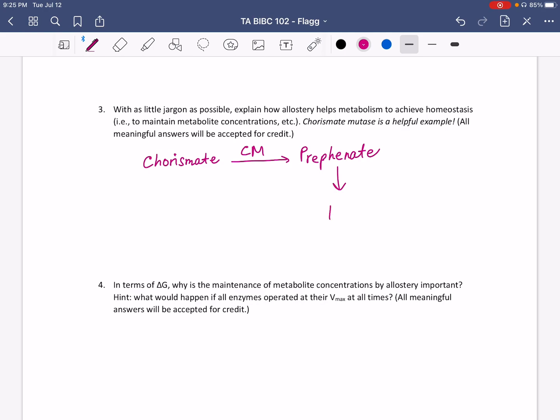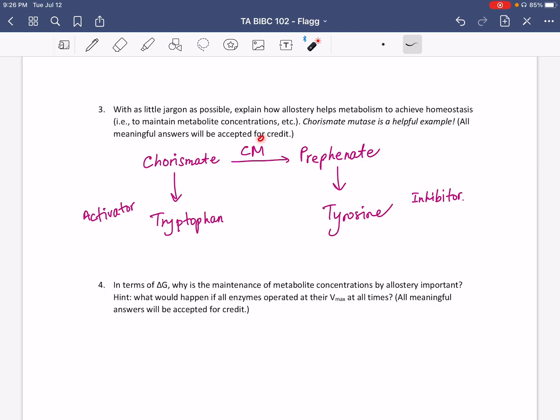and it eventually turns into tyrosine, which I can't remember, I think it was an inhibitor. You definitely want to fact check this. And then if that reaction isn't happening, then chorismate turns into tryptophan. And I believe this was an activator of chorismate mutase. So basically what happens here is chorismate mutase is the enzyme that turns chorismate into prephenate.